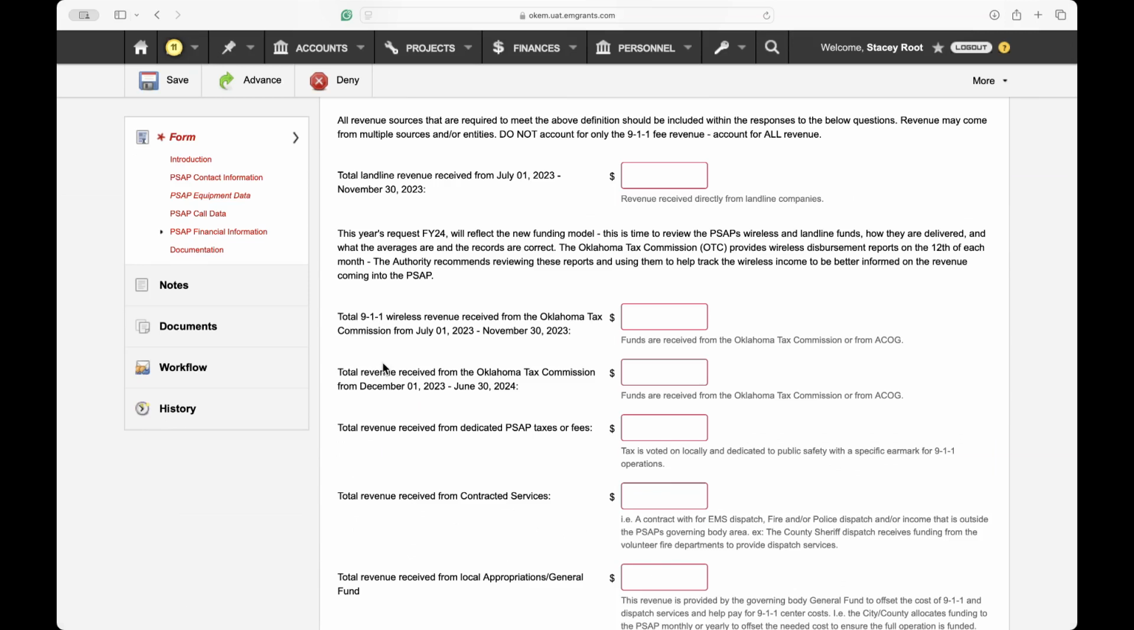Does anybody have any questions about that revenue? Why it's split or how it's split or where to get wireless accounting?